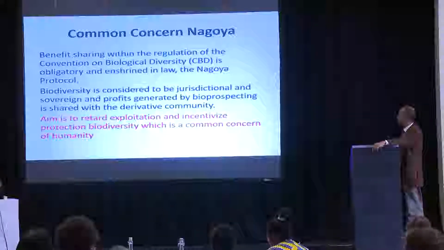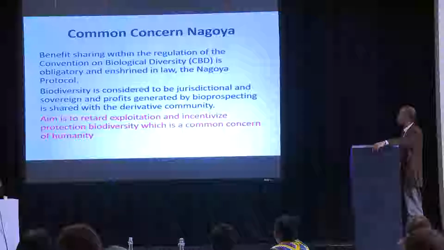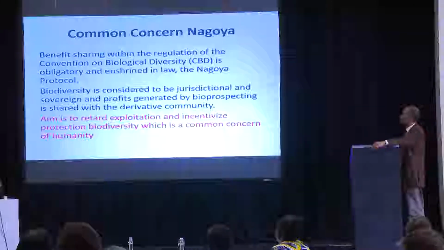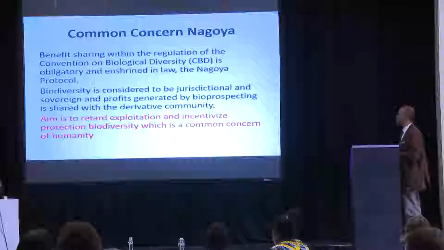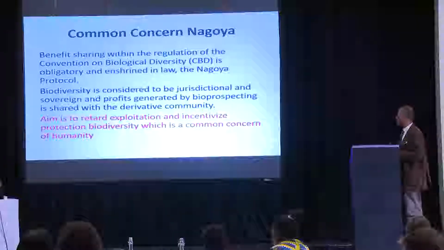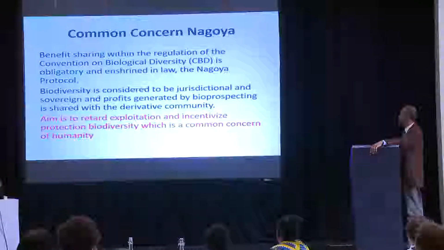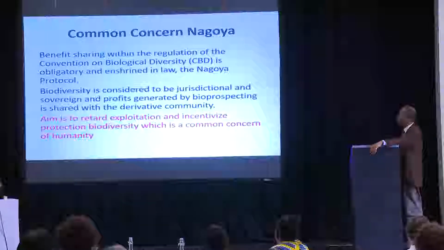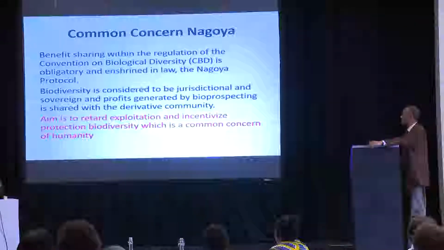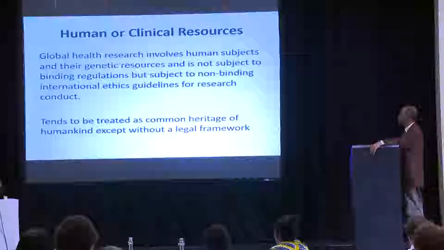Then we have common concern, and that's really Nagoya, and that's benefit sharing in terms of access to biological diversity. And biodiversity is considered to be jurisdictional. In other words, if you're looking for a plant or an animal in a particular country, it falls under the sovereign governance of that country, and therefore that country can determine what the terms of engagement are and what the relationship is between the prospector and the local community. And this aims to retard exploitation and incentivize protection of biodiversity, which is a common concern to humanity. So these are the foundational principles.